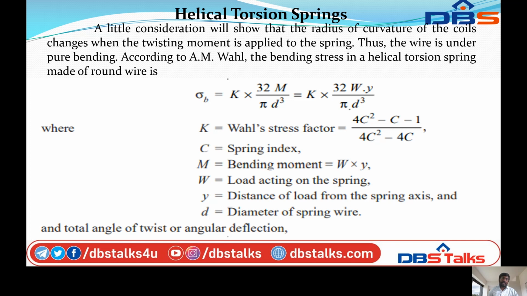Capital C is the spring index, M is the bending moment, W into Y, W is the load acting on the spring, Y is the distance between the load and the spring axis, and small d is the diameter of the spring wire, and total angle of twist or angular deflection.